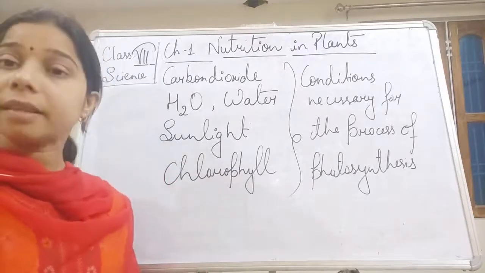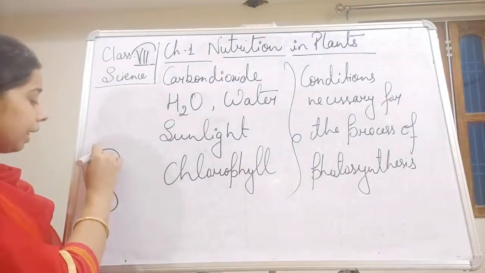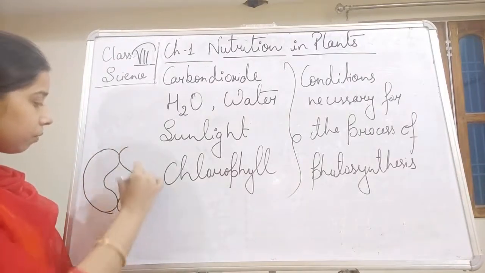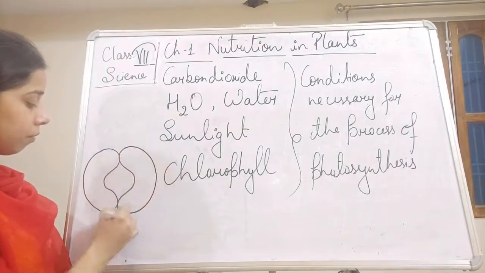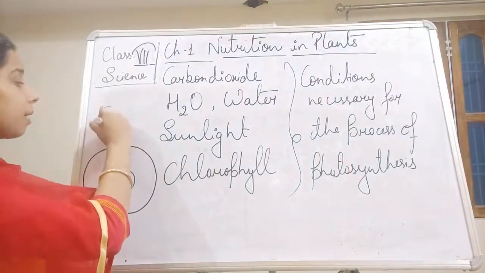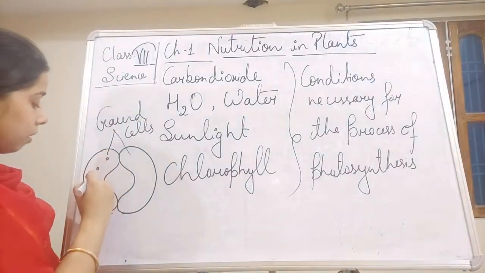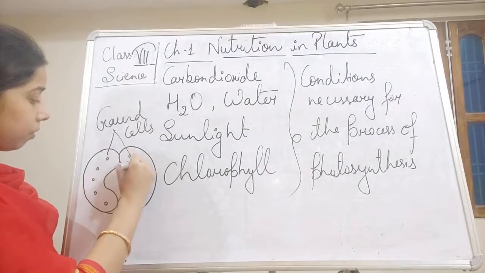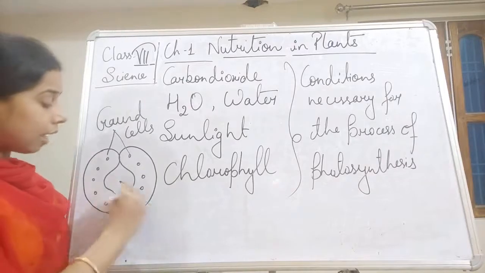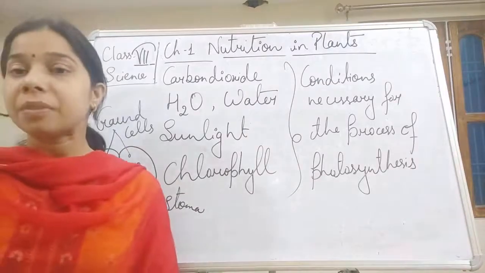So when you look at the diagram of the stomata, students, what you will find is that it is a kind of kidney-shaped structure. So these are two guard cells, which are the shape of a kidney. These are called guard cells, and this one is called the stoma, which is the pore.